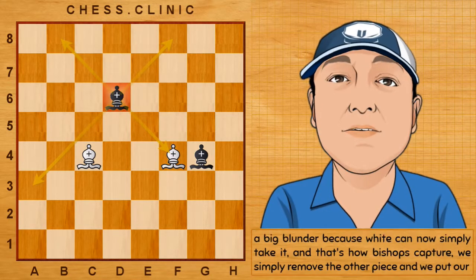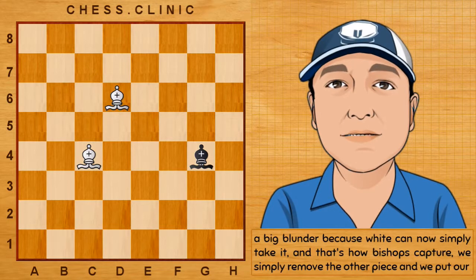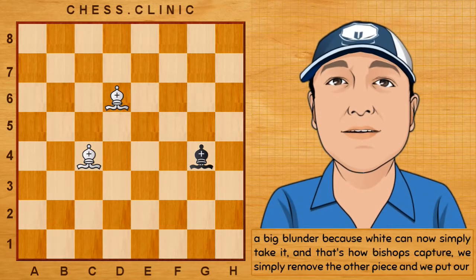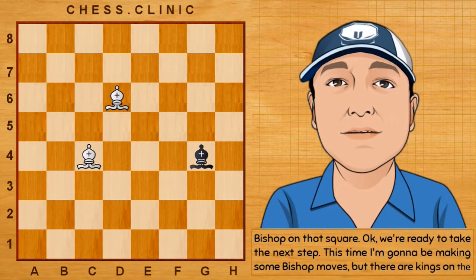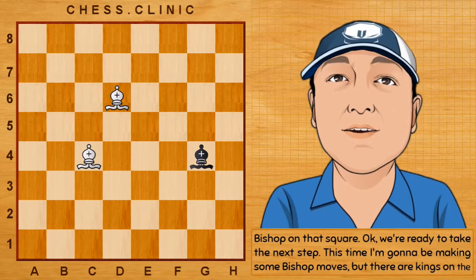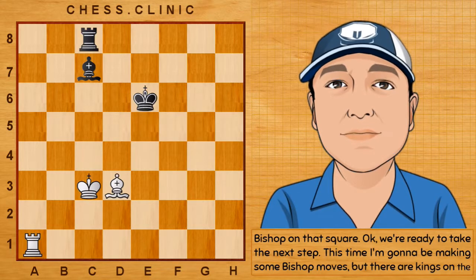And that's a big blunder, because now white can simply take it. And that's how bishops capture. We simply remove the other piece and we put our bishop on that square. Okay, we're ready to take the next step.